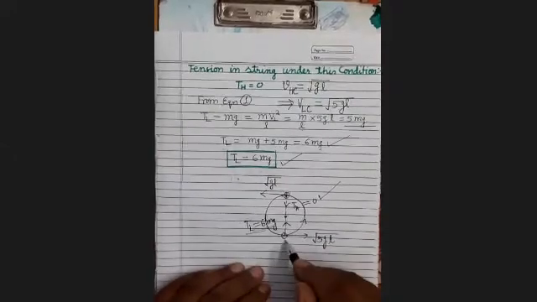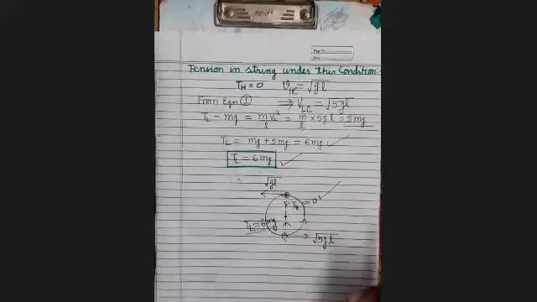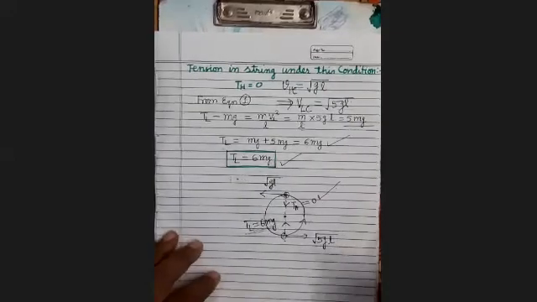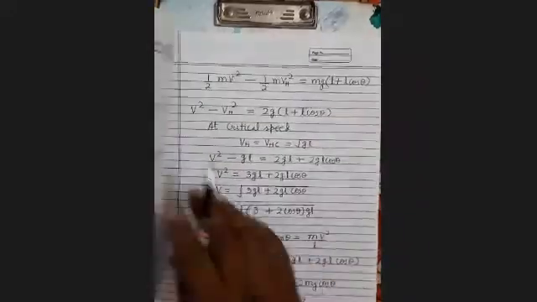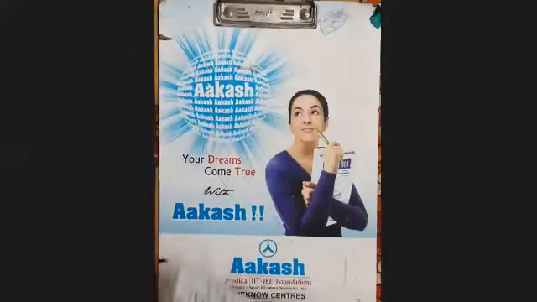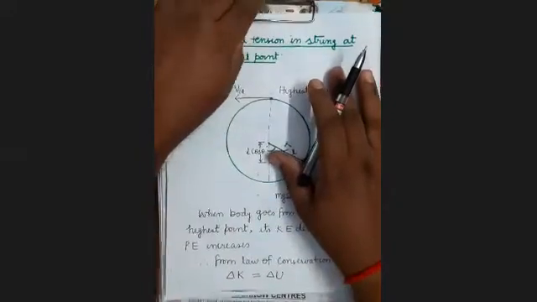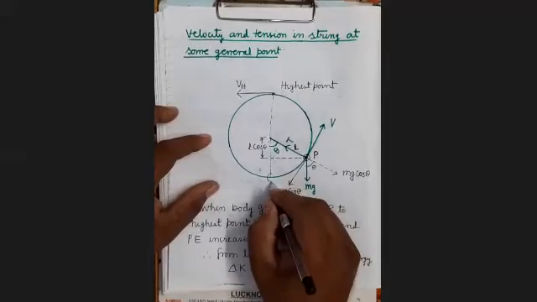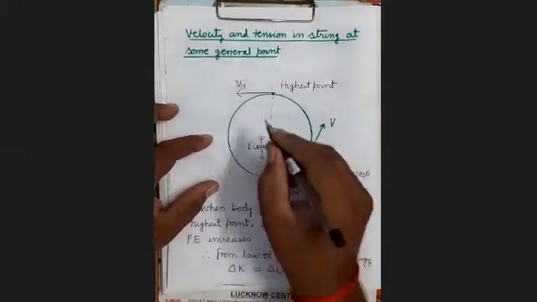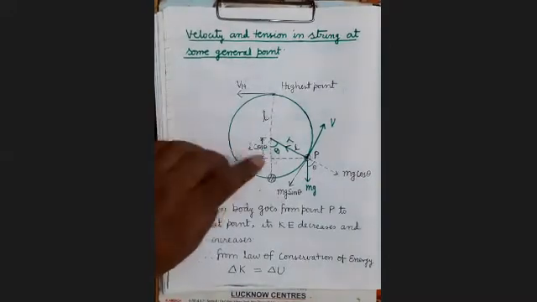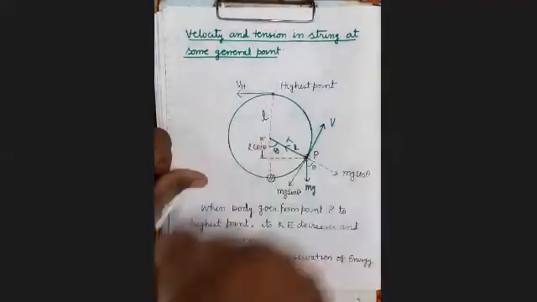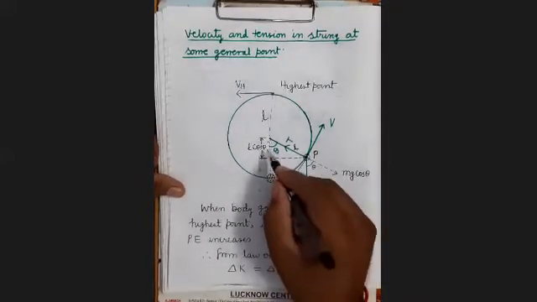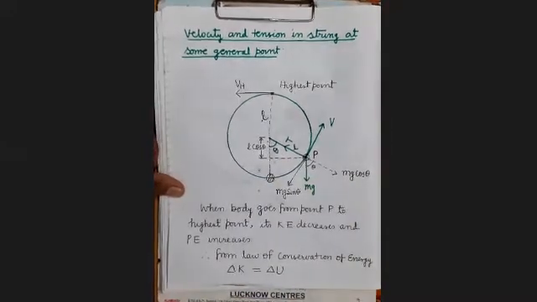Now these are two specific positions. This is the highest and this is the lowest. Now I am going to explain about a general position, which is neither highest nor lowest. Here, in the same way, a body is revolved in a vertical circle by tying it with a string of length L. Let at any instant it be at the point P, making an angle theta from the vertical direction.